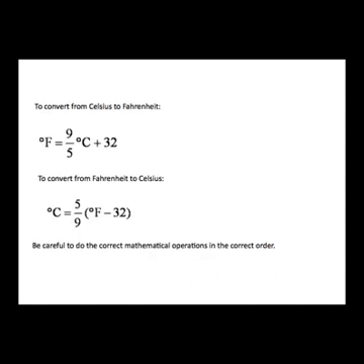To convert from Celsius to Fahrenheit, you take your Celsius temperature, multiply it by 9/5, and add 32. To convert from Fahrenheit to Celsius, you take your Fahrenheit temperature, subtract 32, and multiply it by 5/9. Make sure you do it in the correct order, or it will not work.